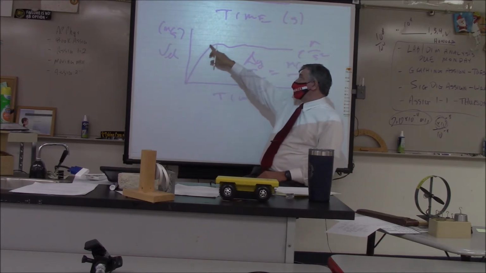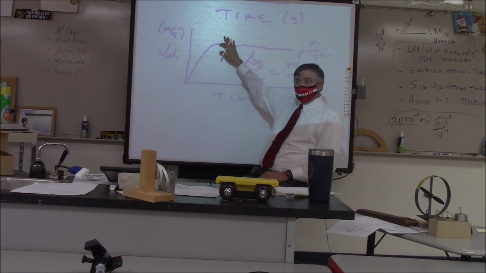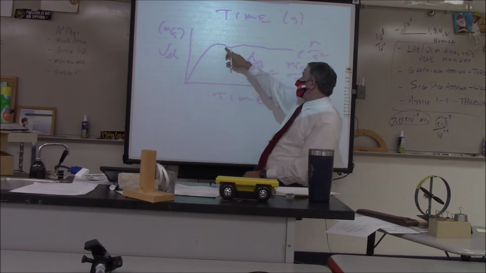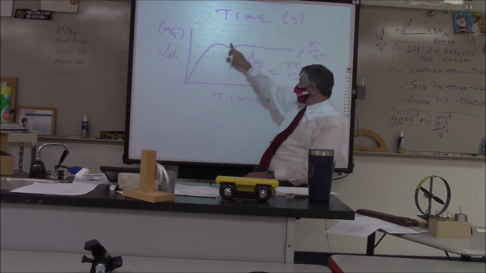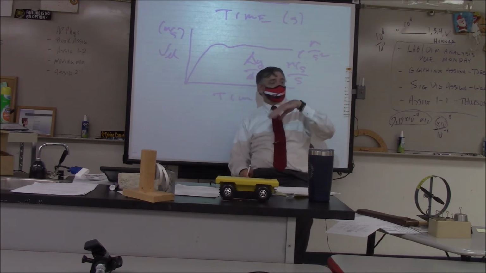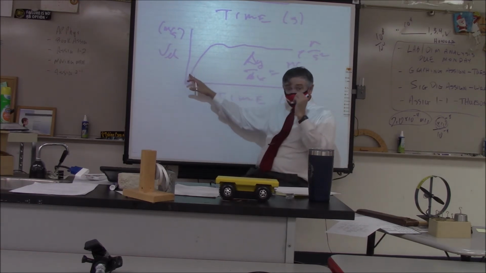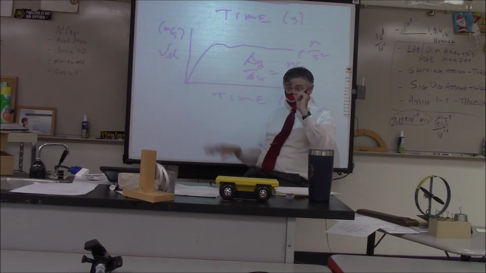So if this line is going away, that means it's speeding up. If this line is coming back towards 0 meters per second, that means that it's slowing down. If you have a horizontal line, that means that your velocity is constant and it's not speeding up or slowing down. So you have only one of three things that can happen on a velocity time graph.